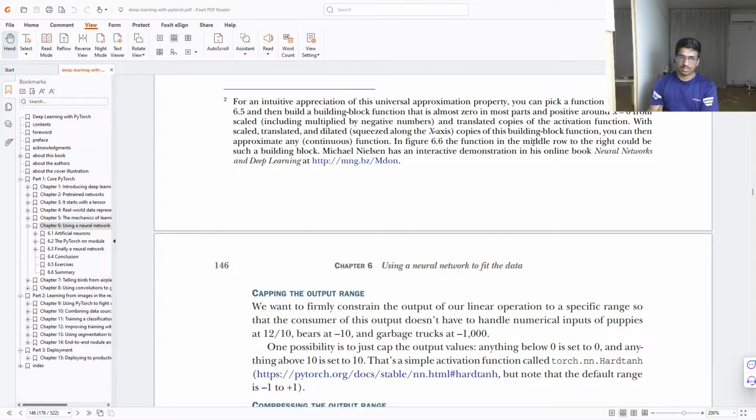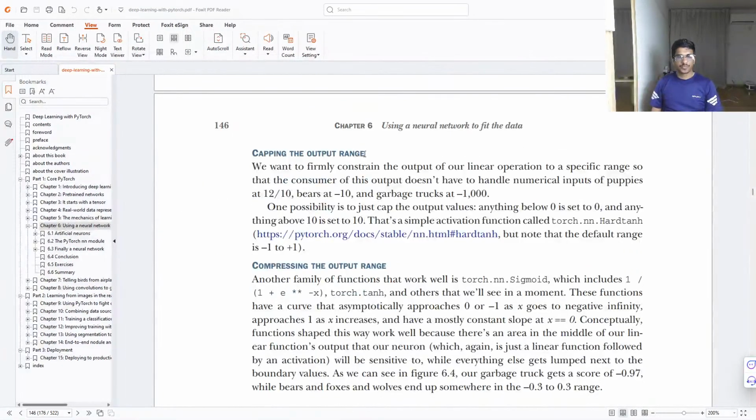Michael Nielsen has an interactive demonstration in this outline work. Okay, neural networks and deep learning. Okay, capping the output range.